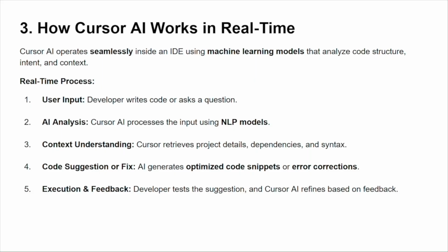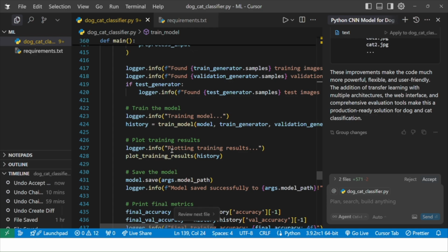Code suggestion: AI generates optimized code snippets or error corrections. Execution and feedback: the developer reviews and tests the suggestions, and Cursor AI continuously refines its recommendations based on user feedback. Cursor AI is very useful for developers to write code very efficiently and in the quickest way. Thank you.